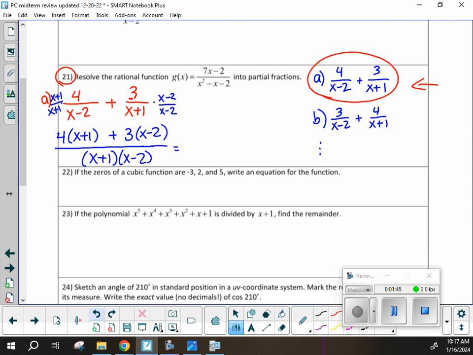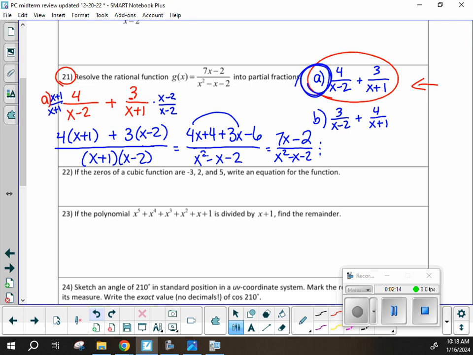And then I'll distribute. So I've got 4x plus 4 plus 3x minus 6 over, I guess we could FOIL that, right? It's going to be x squared minus x minus 2. So my denominator is good. Maybe I would have tested that already earlier. And then let's just combine like terms here. I do have 7x minus 2 on the top, x squared minus x minus 2 on the bottom. That means, yes, option A was the correct one.